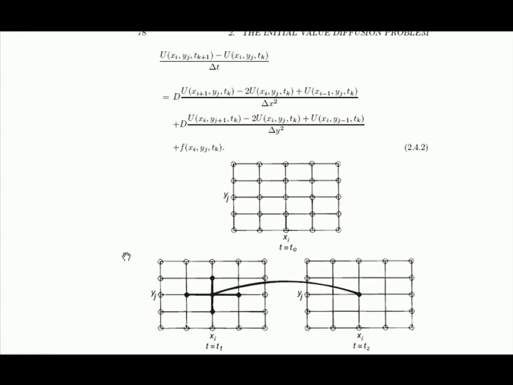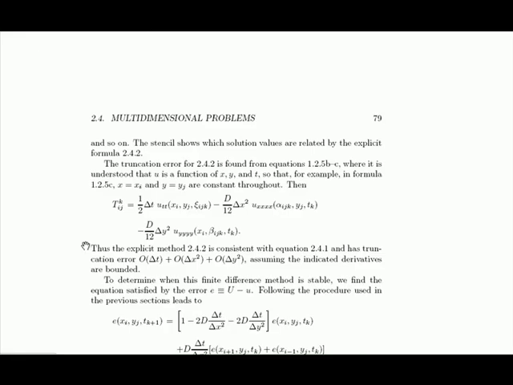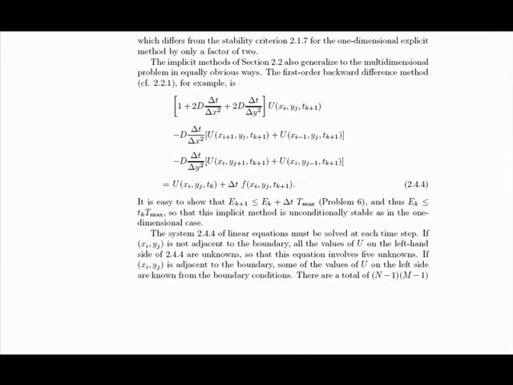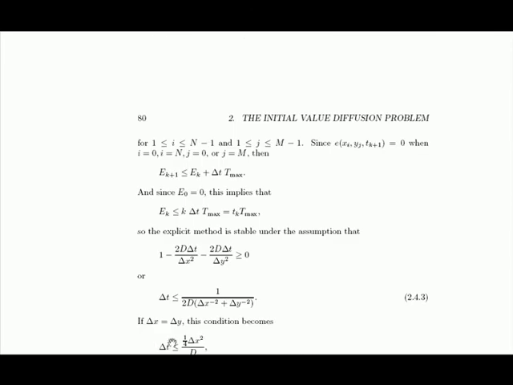Truncation error is defined the same way as before. Truncation error, as you would expect, turns out to be proportional to delta t and delta x squared and delta y squared, so it is consistent. Then we do a stability analysis and find that it's stable if and only if delta t satisfies this condition here, assuming delta x and delta y are the same. It's almost the same condition as we had for the one-dimensional case.